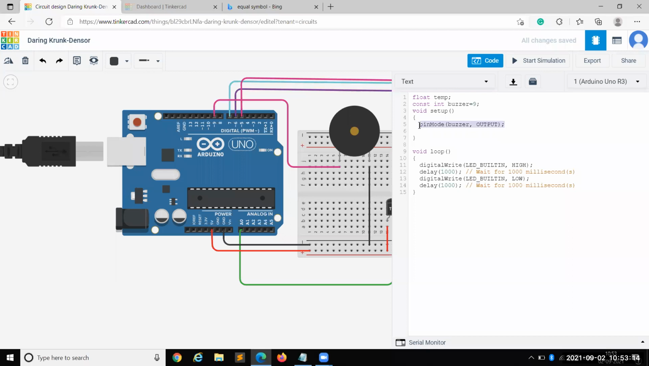Again, we have initialized 5, 6, and 7 as the LEDs. So pinMode 5 is going to be output as well. Then pinMode 6 is going to be output as well.